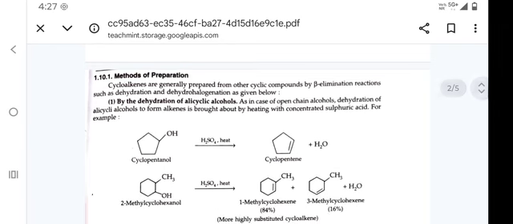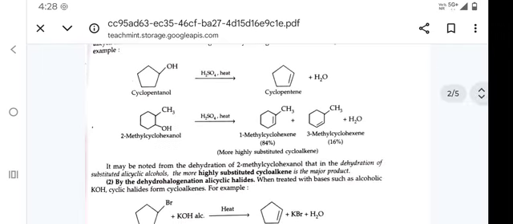Methods of preparation. Cycloalkenes are generally prepared from other cyclic compounds by beta elimination reactions such as dehydration or dehalogenation, which are given below. By dehydration of alicyclic alcohols. As in the case of open-chain alcohols, dehydration of alicyclic alcohols to form alkenes is brought about by heating with concentrated sulfuric acid. For example, cyclopentanol reacts with sulfuric acid in presence of heat to give cyclopentene plus water.